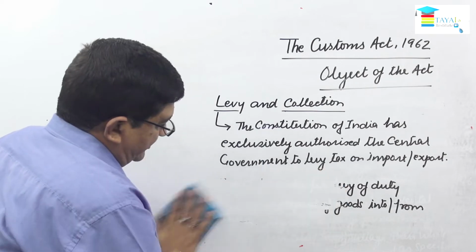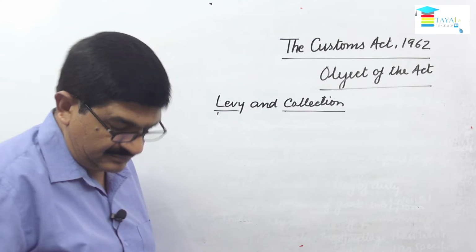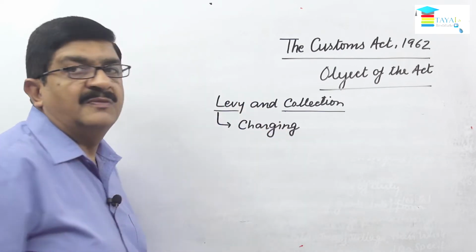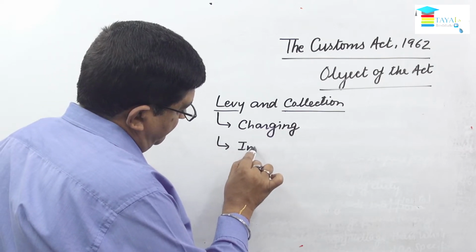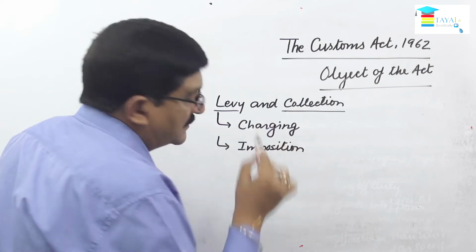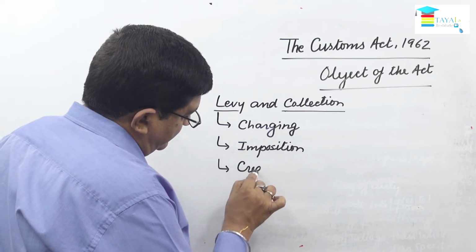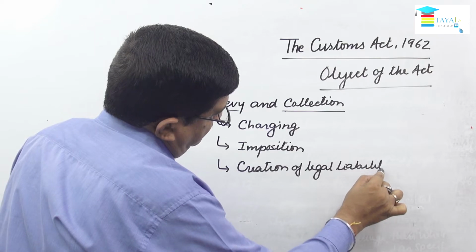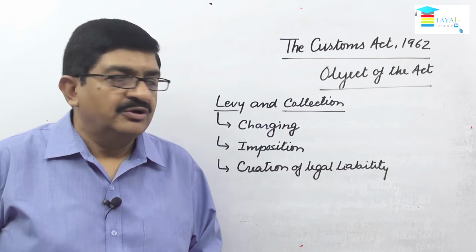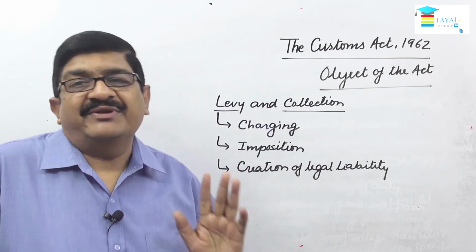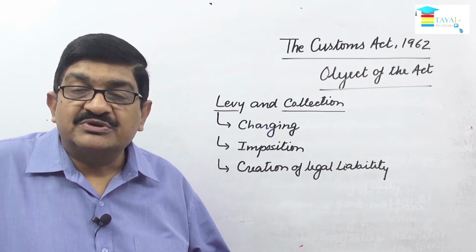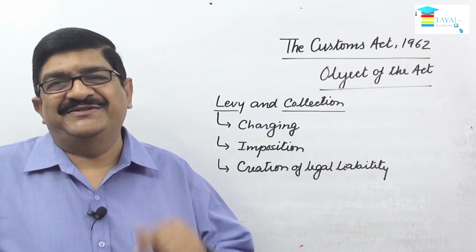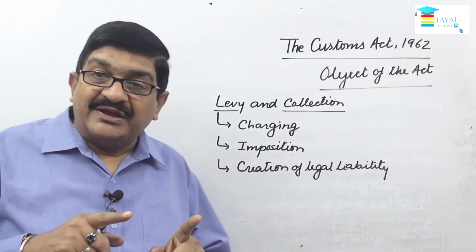Okay, so now let me write that. So levy means you can say charging the tax, or imposition, or there can be creation of legal liability. Almost all three are synonymous. So this tax on import export of the goods is levied by virtue of Section 12 of the Customs Act, read with Section 2 of the Customs Tariff Act. Right, that is levy. So without levy, there cannot be a collection.